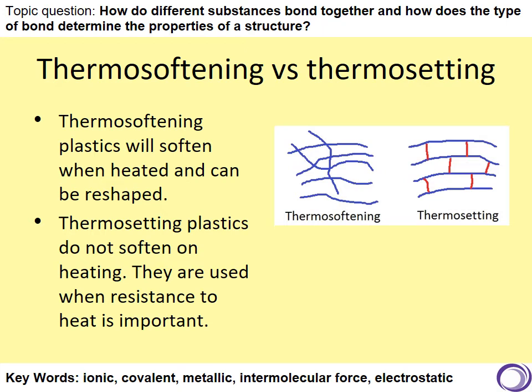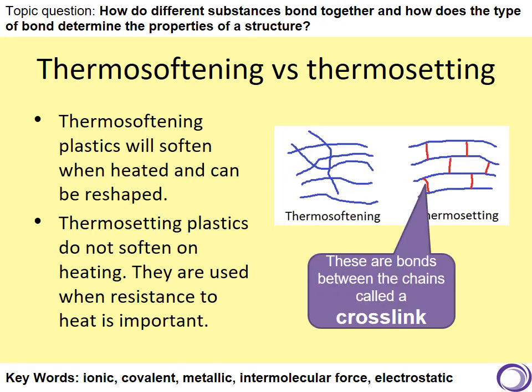Thermosoftening versus thermosetting then. Thermosoftening plastics will soften when you heat them and you can reshape them, whereas thermosetting plastics do not soften when they are heated, and they are used when you need something that's resistant to heat. If you notice here, there are bonds between the chains. These are called crosslinks.